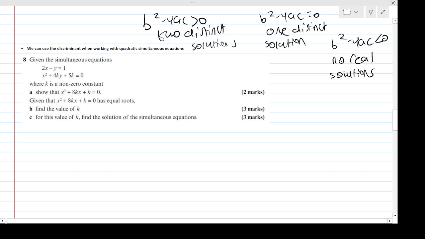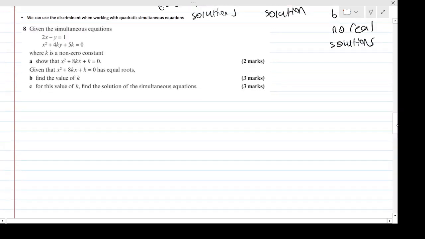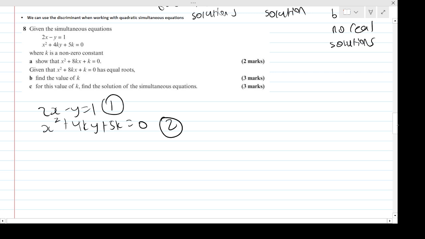So the idea is we can apply that to this. Because we get a quadratic from solving the simultaneous equations, we can use a discriminant to work some stuff out. So let's have a look at this example. We are given the simultaneous equations 2x minus y is equal to 1, and x squared plus 4ky plus 5k equals 0. So we can call these equations 1 and 2. Doesn't matter, but I like to do that.